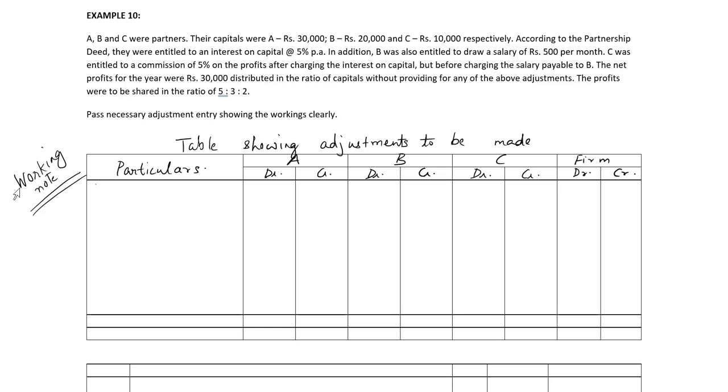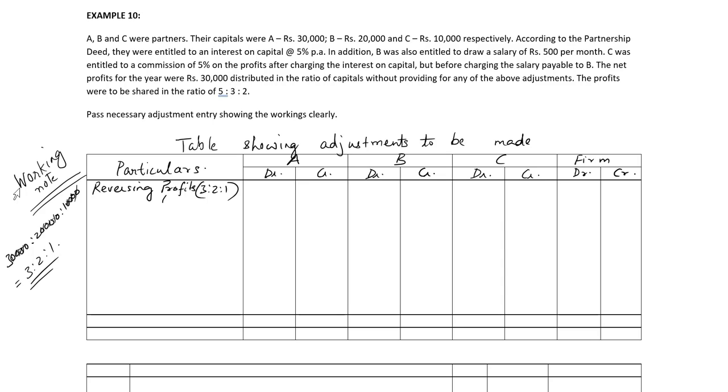We'll begin by reversing the profits. The wrong ratio is in the ratio of capitals, and the ratio of the capitals is 3:2:1. It's basically 30,000 is to 20,000 is to 10,000. On scratching the 4 zeros, we get that the ratio is 3:2:1. So I'll reverse the profits in 3:2:1.